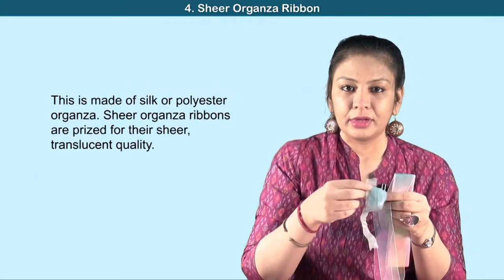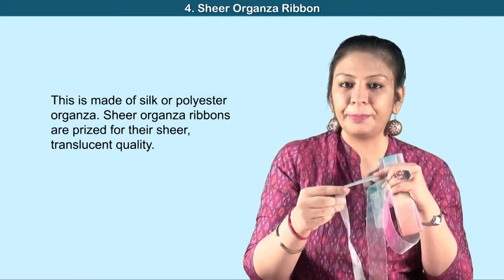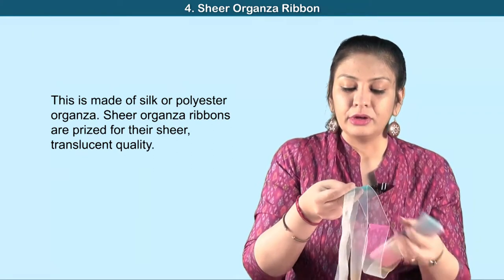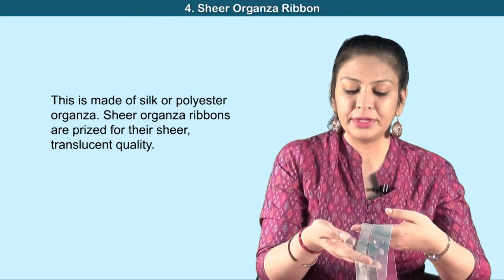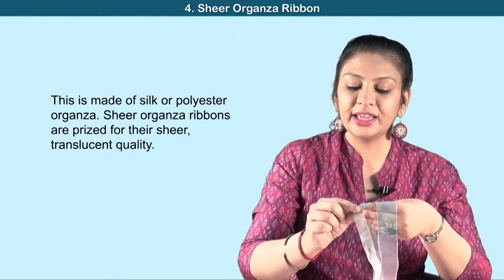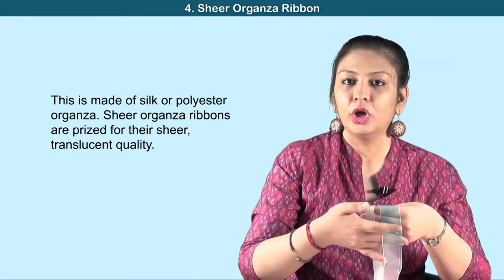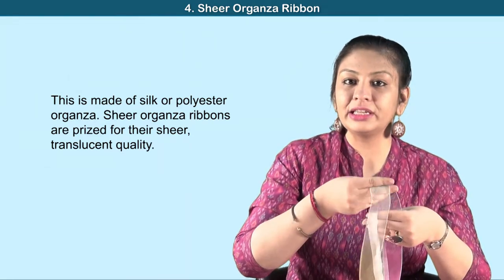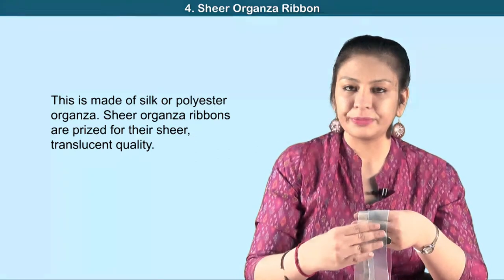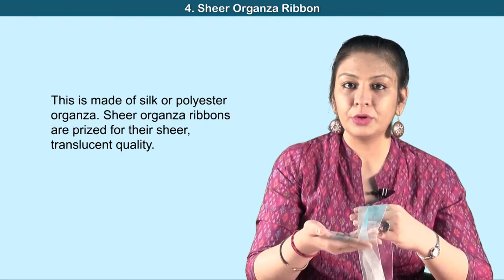Sheer organza. Made of silk or polyester organza, sheer organza ribbons are prized for their sheer translucent quality. Now, for a beginner, both mohair ribbons and organza ribbons might look the same. However, an organza ribbon is shiny, just like the organza fabric, whereas mohair is just a watery, shimmery sort of a finish. You can see when you put it against your hand, in the presence of light, you can see a clear difference between both ribbons.